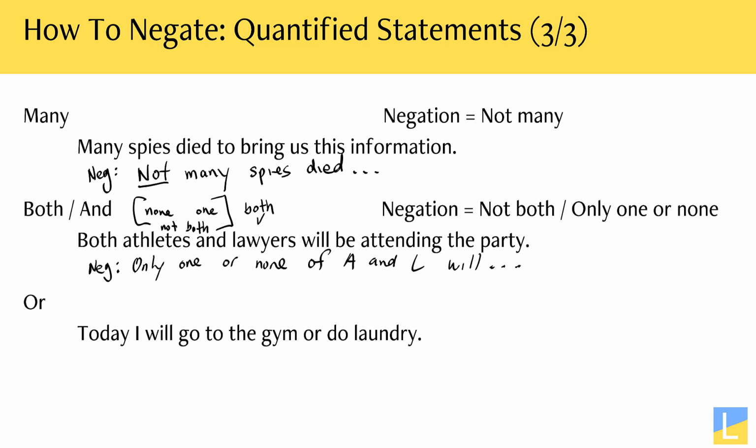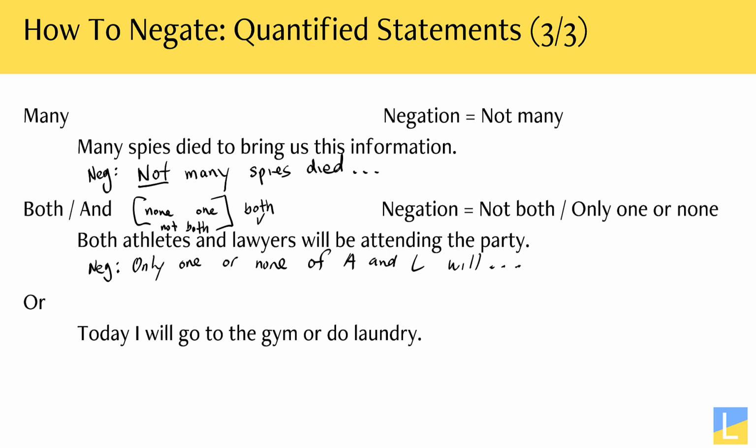Today I will go to the gym or do laundry, something that many of us say but end up not actually following through on. What does it mean to say, today I will go to the gym or do laundry? That means today I will do at least one of these two things. I will go to the gym, or I'll do laundry, or I will do maybe even both.